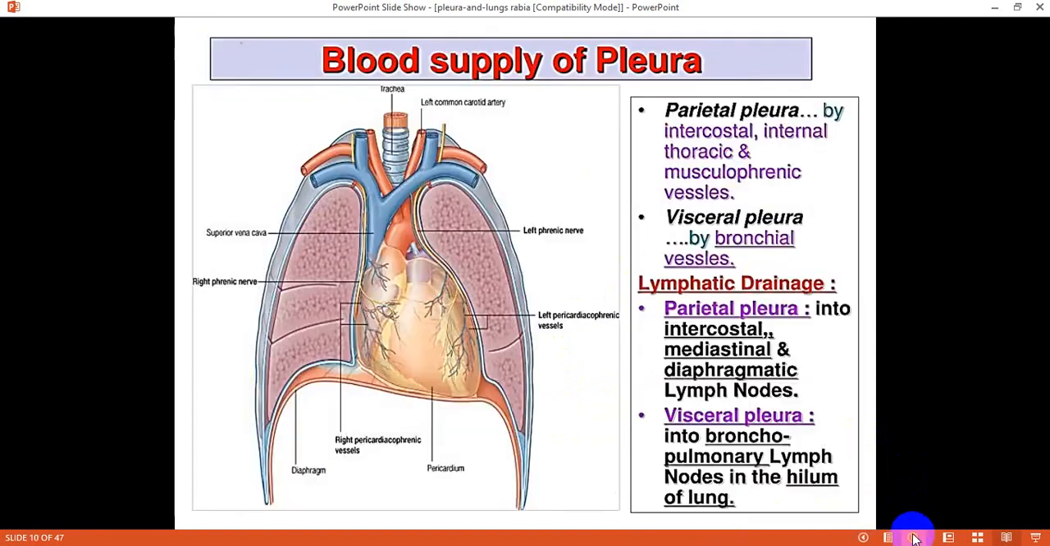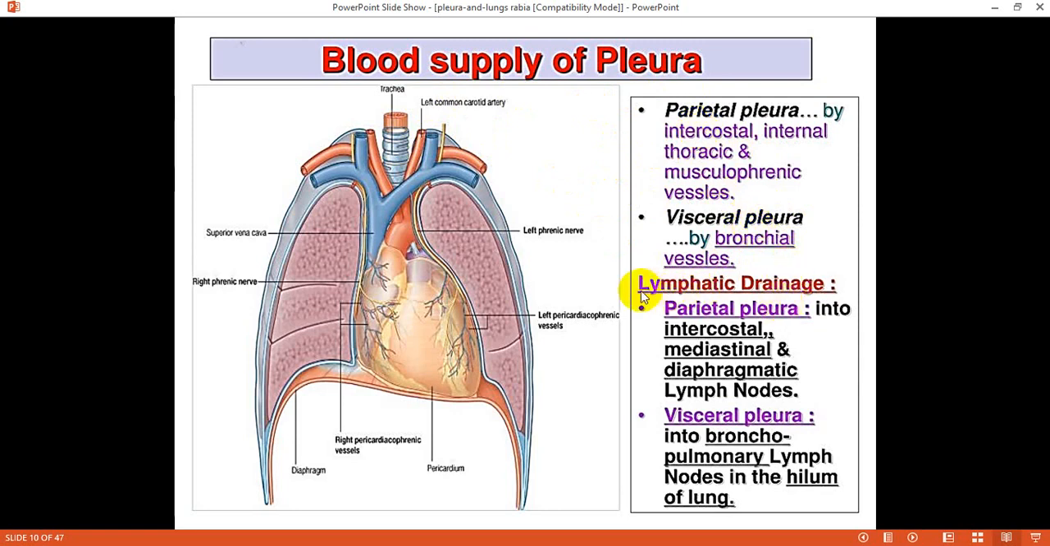Blood supply of parietal and visceral pleura is also congruent with the structures these are lining. So parietal pleura is supplied by the intercostal, internal thoracic, and musculophrenic vessels, while the visceral pleura is supplied by the bronchial vessels. And the details of these structures will be studied with the lung.